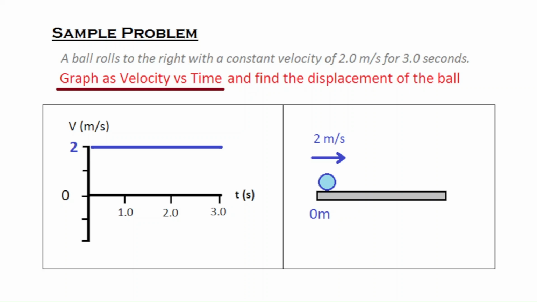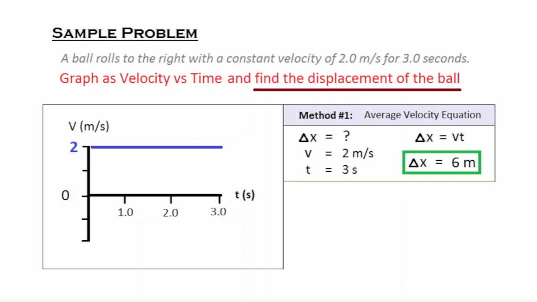I can think of 2 ways to do that. The first would be to use the average velocity equation from our previous talk. We know the velocity is always 2 meters per second, so that would serve as the average as well. And we're doing that for a time of 3 seconds. Using the equation, I get a displacement of 6 meters.